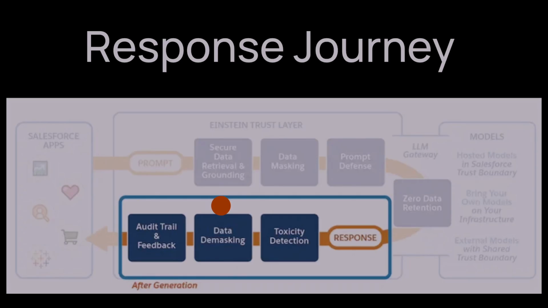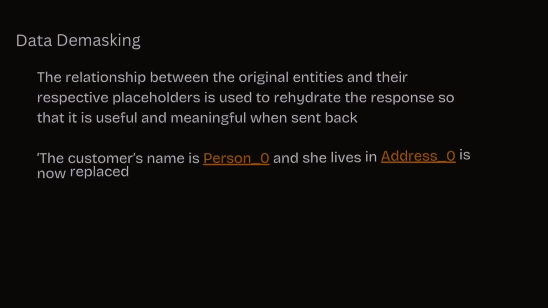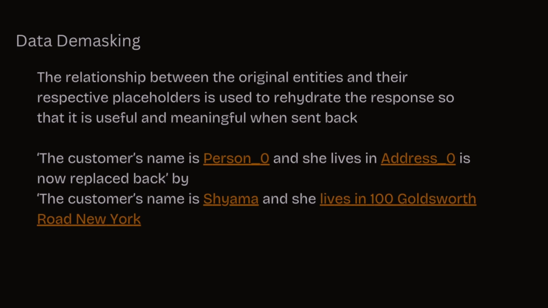The placeholders created for masked data are now replaced back by the actual data. The relationship between the original entities and their respective placeholders is used to rehydrate the response so that it is useful and meaningful. You can see the masked data attributes are now replaced by real, meaningful data attributes. The response can also include citations.